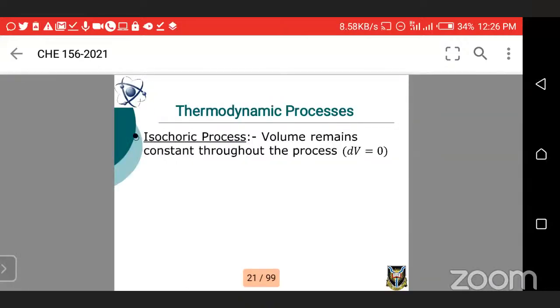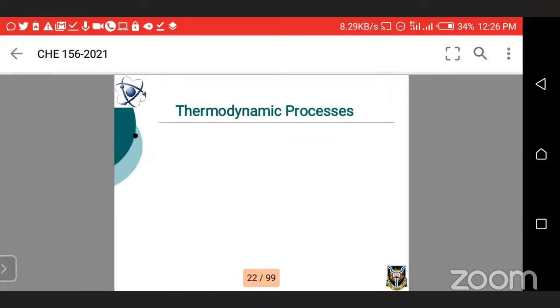We have an isochoric process. That means that the volume remains constant throughout the process. dV equals 0. That is, the change in volume is 0.